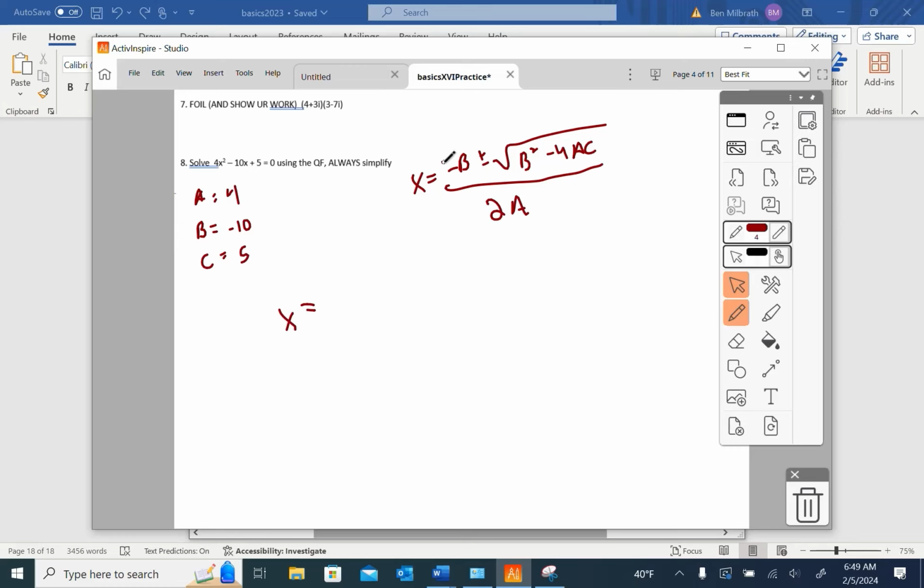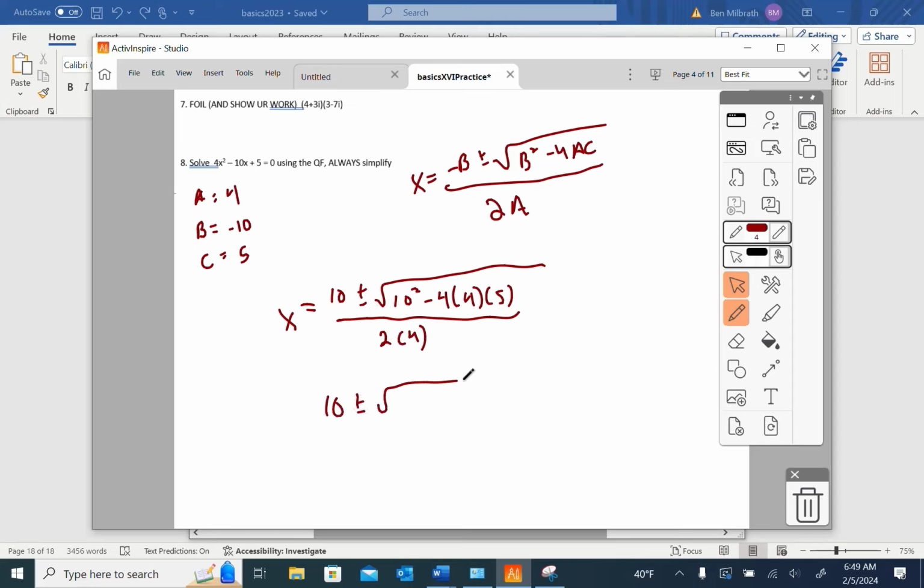opposite of a negative 10 is a positive 10, plus or minus the square root. If you're going to square something, you drop the negativity, minus because there's a minus. A is 4, and C is 5. And it's all sitting over twice A, and A again was 4. Most of you will struggle with basic computations, but inside this radical is a 10 squared, which is 100, minus 16 times 5. 16 times 5 is what, 80? Is a 20. All over 8.